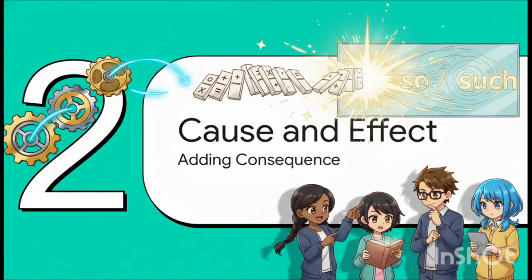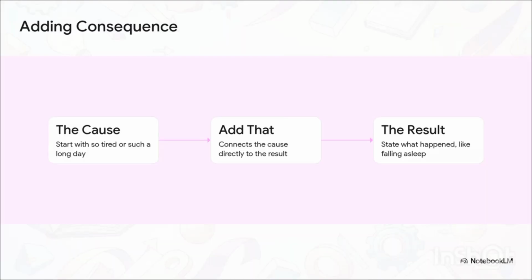Moving right along to section 2, cause and effect results. Let's supercharge this rule by adding some consequences into the mix. You can actually introduce a result in 3 really simple steps. Step 1 is the cause, using those spotlight or blanket rules we just talked about. Step 2, you literally just add the word that. And step 3 is your result.